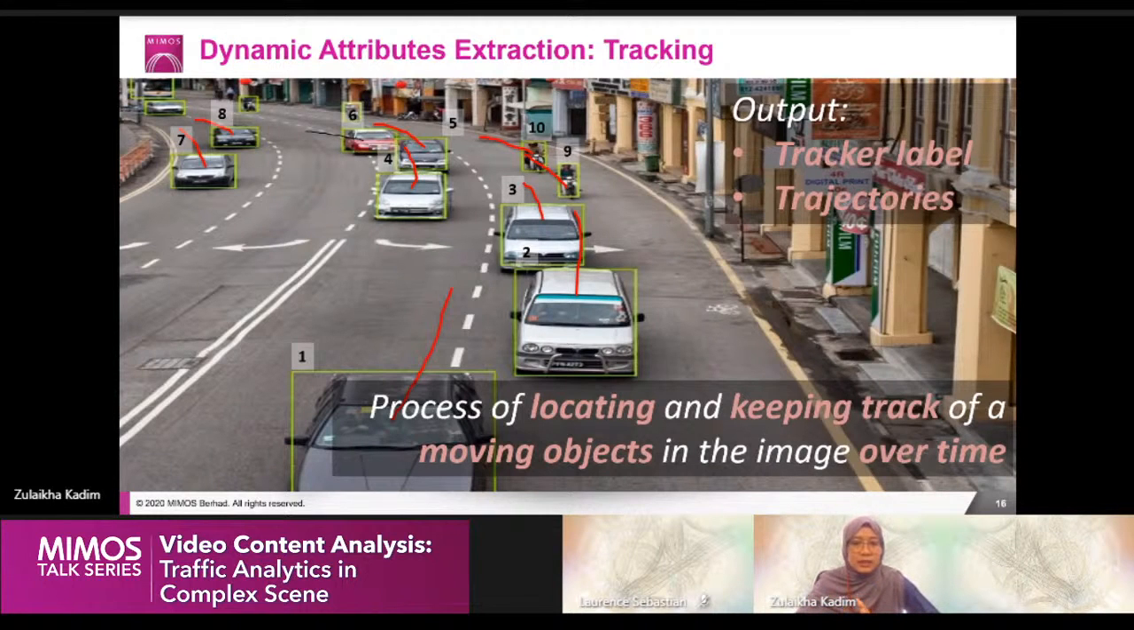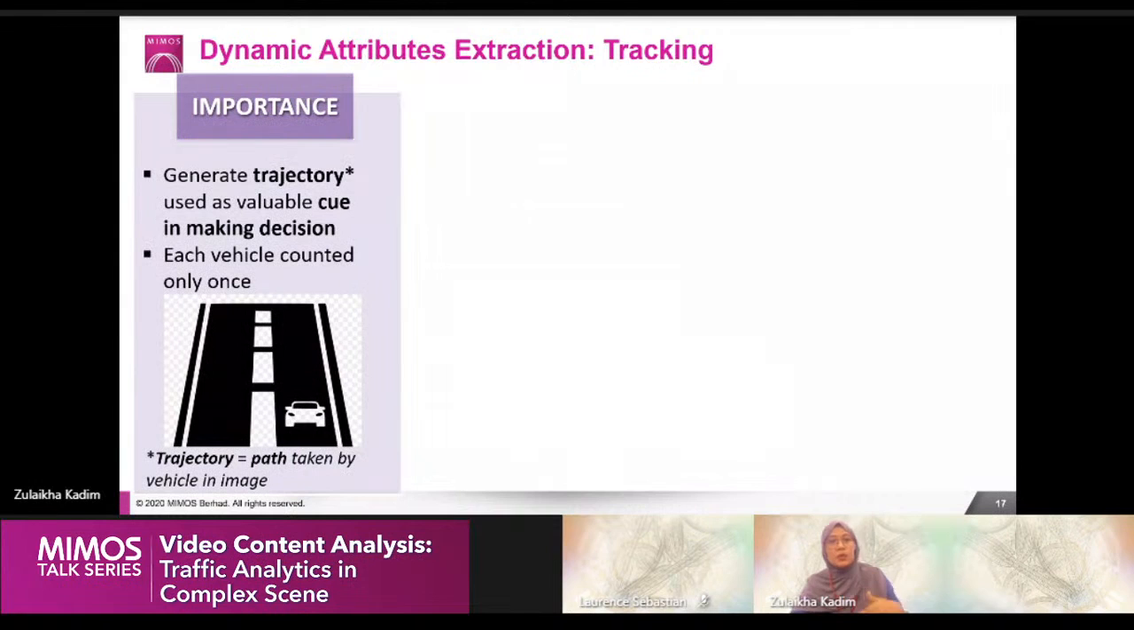Okay, what is the trajectory? Why is tracking important? Why do we need tracking in our system? Because the tracking will give us the trajectory of the vehicle itself, and this trajectory is a valuable cue in making any decision in traffic analytics or any other analytics. Specifically for vehicle counting and classification, we need tracking because we have to ensure that each vehicle is counted only once. So that's why we need tracking.